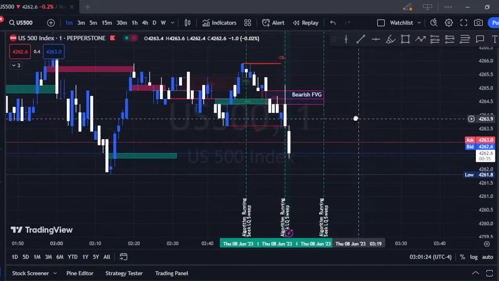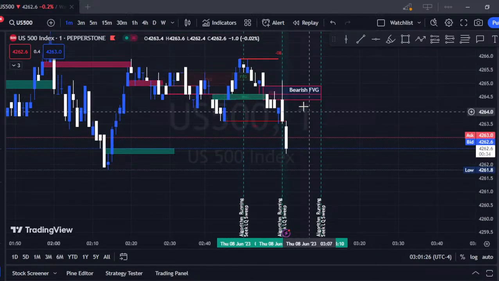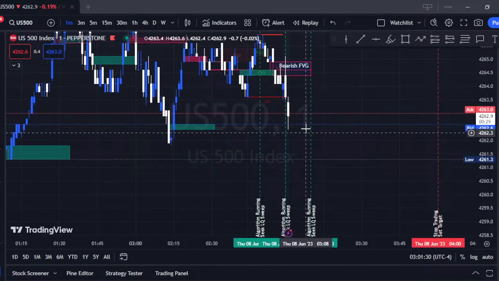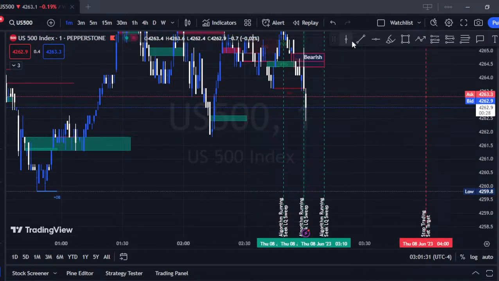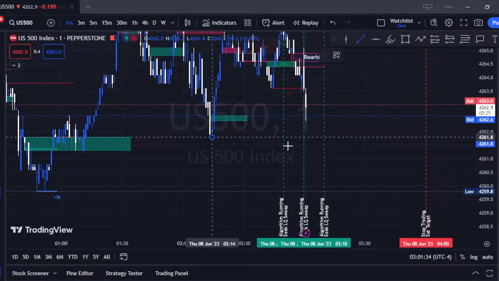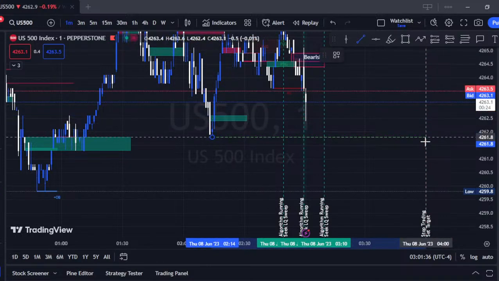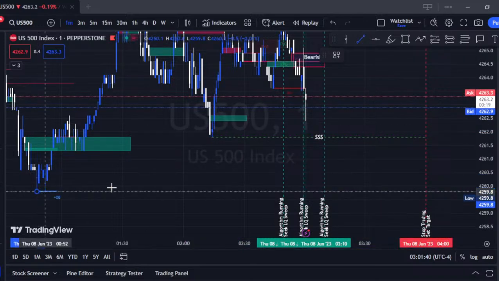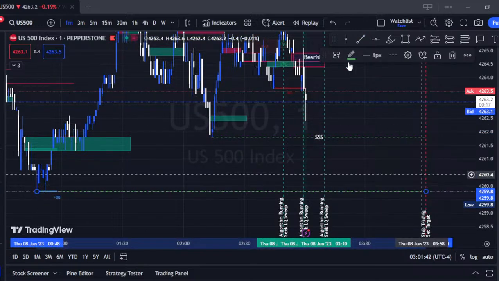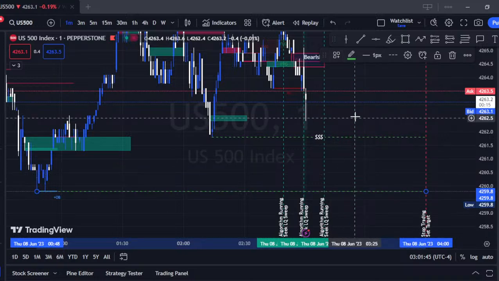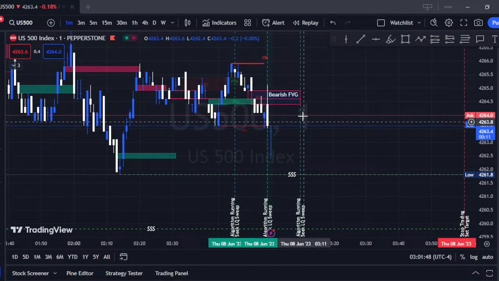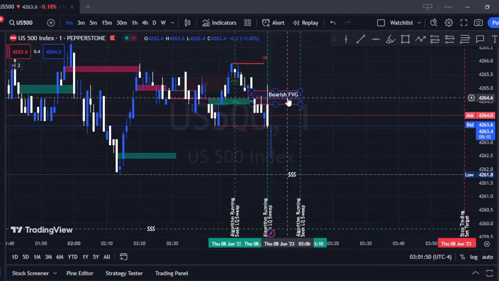Okay, looks like the price is not forming what we're looking for here, and I can mark this as the 1 minute liquidity here, one more over here, which aligned with the order block, bullish order block. Let's see what it does.